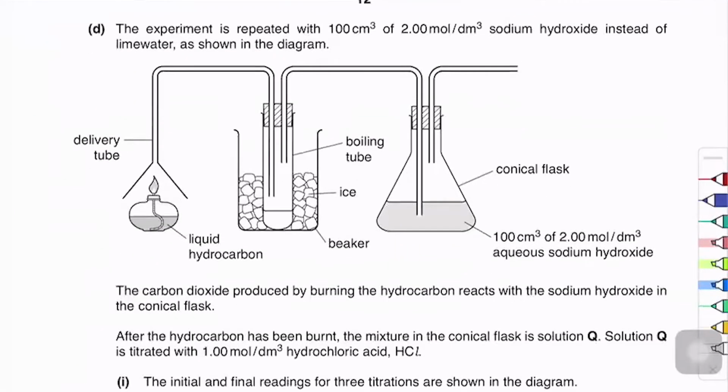Okay, the experiment is repeated using 100 cm³ of 2 mol/dm³ sodium hydroxide instead of lime water. Lime water also goes milky, which is an indication of carbon dioxide, but sodium hydroxide is also alkaline, which can react with the carbon dioxide coming in.